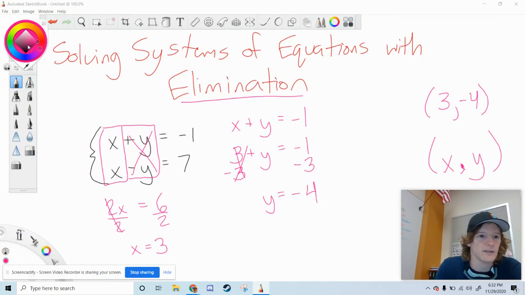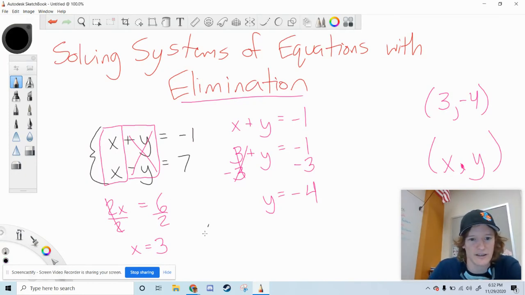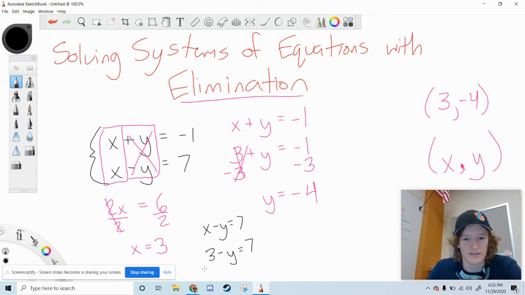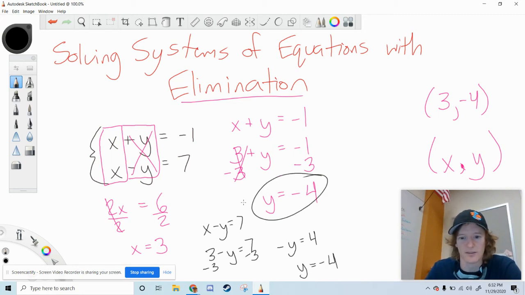Now we could have plugged it into the bottom one. We could have had x minus y is 7. We get 3 minus y equals 7. So you do minus 3. So we learned that negative y is 4. Therefore, positive y is negative 4. We get the same thing. So there's your answer, 3, negative 4.